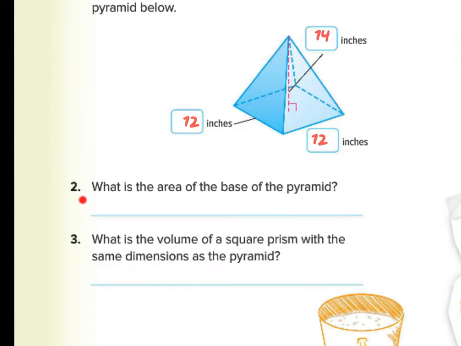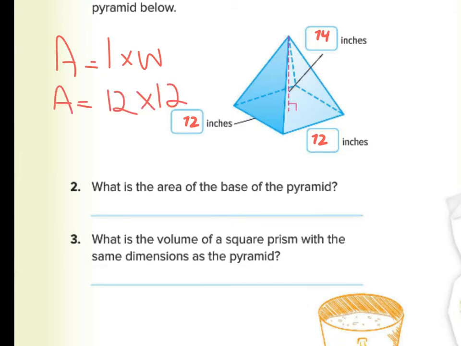Question 2. What is the area of the base of the pyramid? The area is this square at the bottom, the base. So we use our formula for area equals length times width. We're only looking for two dimensions. Replace our variables. Area equals 12 times 12, as you see. And our area equals 144 inches squared.